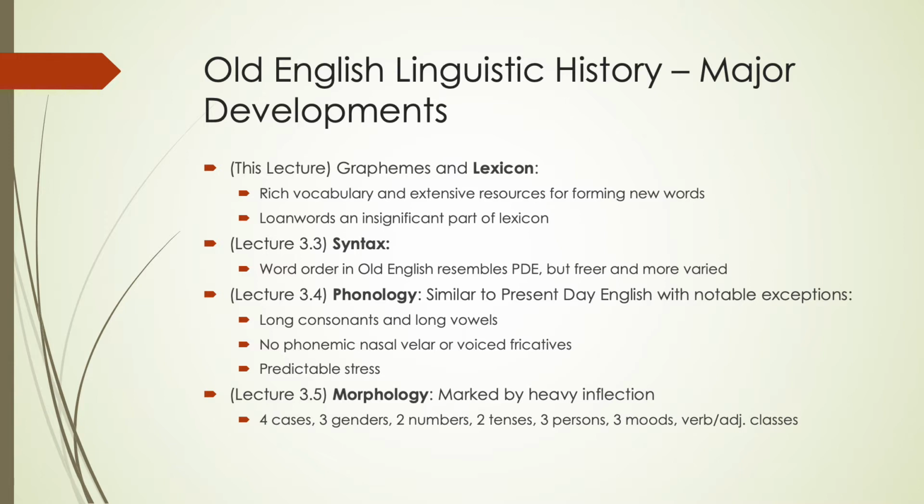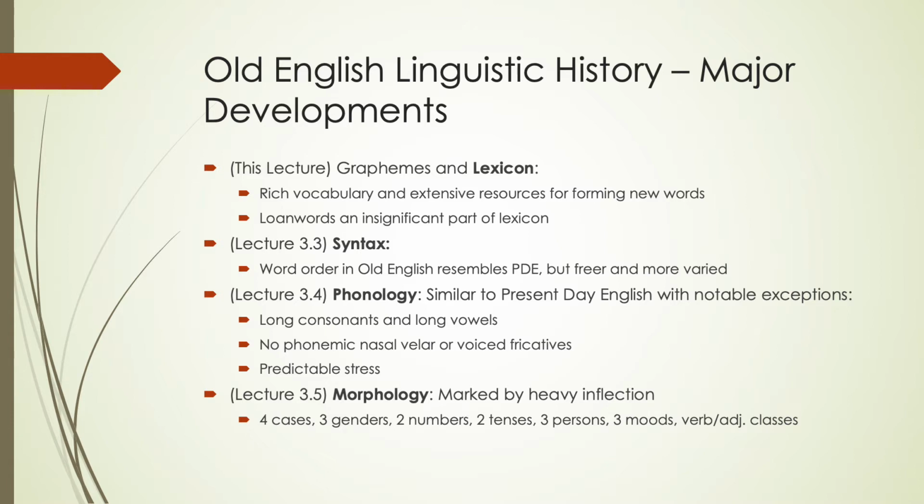And then finally, in morphology, we'll see a lot of heavy inflection in Old English that we no longer see in present-day English. There were 4 cases. We had 3 genders. There were numbers, tenses, persons, moods. There were verb and adjective classes, so there's a lot going on in morphology during the Old English period. Those lectures will focus on those separate topics individually. This lecture will focus just on the graphemes, the writing system, and some of the lexicon issues.